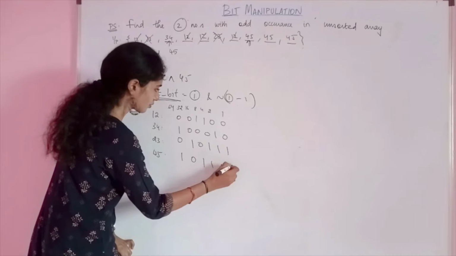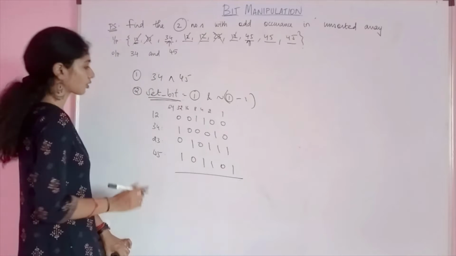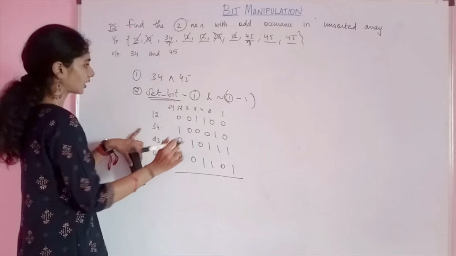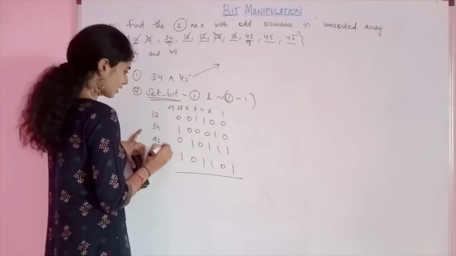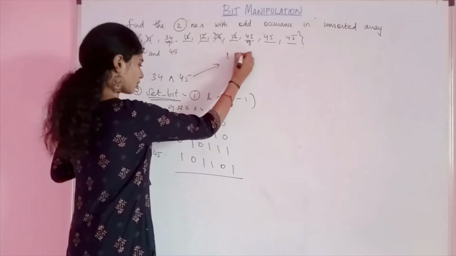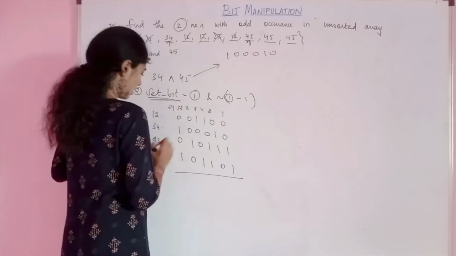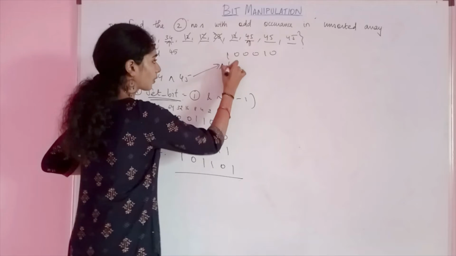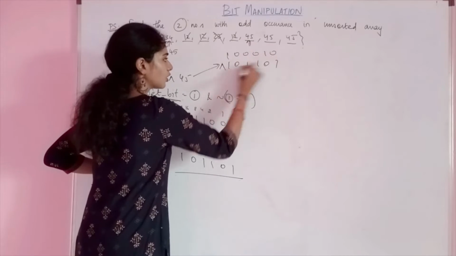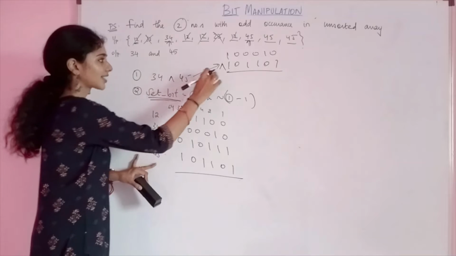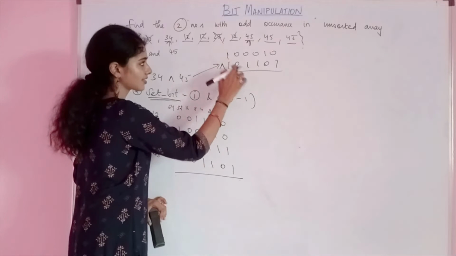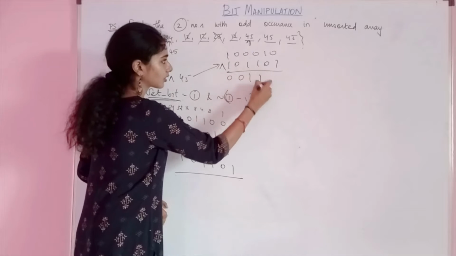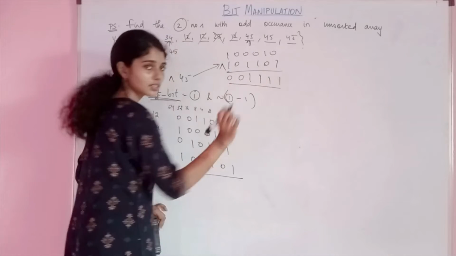Alright, so this is going to be 45. So 34 XOR 45, what will happen? When I do this, 1, 0, 0, 0, 1, 0. I am XORing it with what? 45, which is 101101. So what will the XOR operation do? The XOR operation says that same is 0, different is 1. So we get this value.